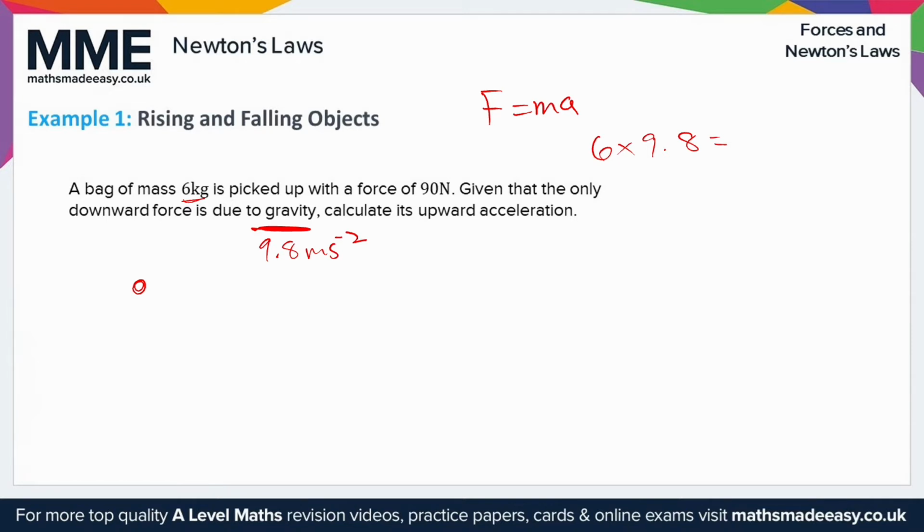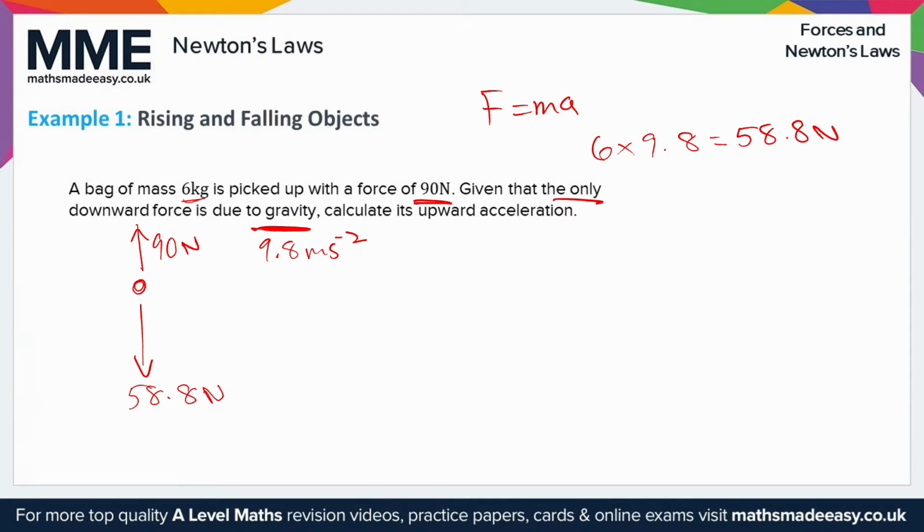So we do 6 times 9.8, I'm doing it in my calculator here, and we get 58.8, and of course that would be newtons because we've done kilograms times meters per second squared and got a force. So there's the force going downwards, and that's the only one because it says given that the only downward force is due to gravity, so that's 58.8. What have we got going upwards? It's picked up with a force of 90 newtons.